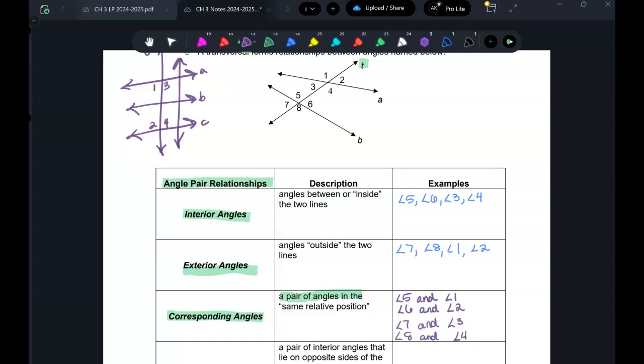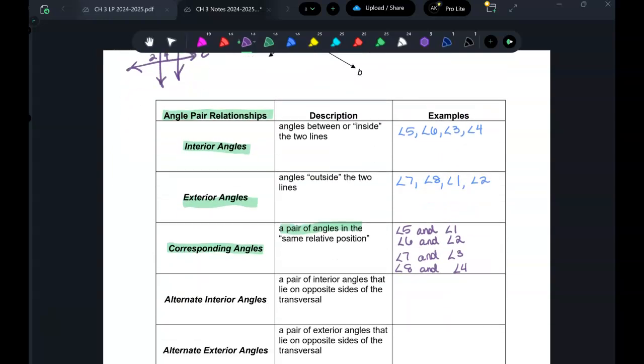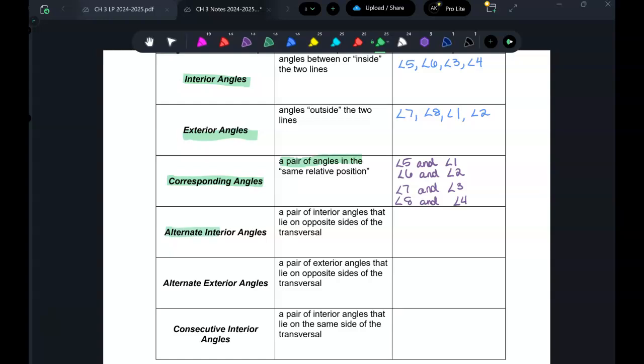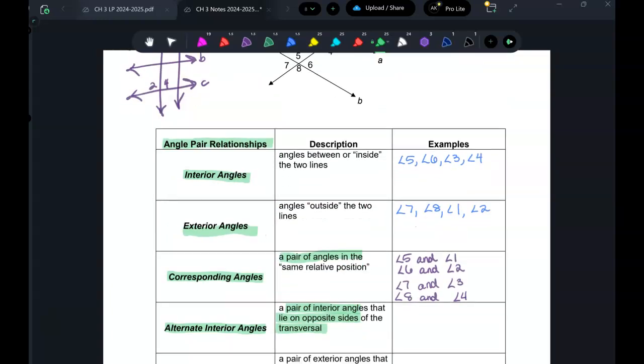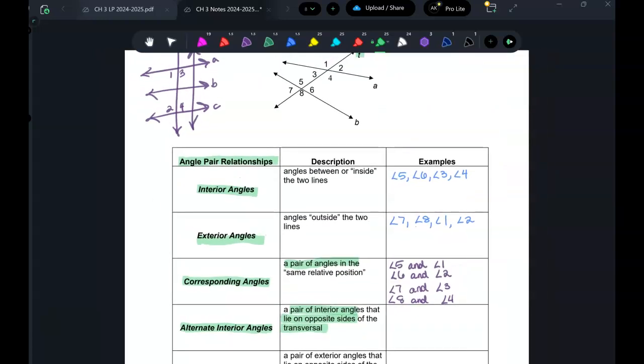All right, next. Alternate interior angles are a pair of interior angles that lie on opposite sides of the transversal. For example, 3 and 6 would be a pair of alternate interior angles. Would 4 and 5 also? Yeah, 4 and 5 would also be alternate interior angles.